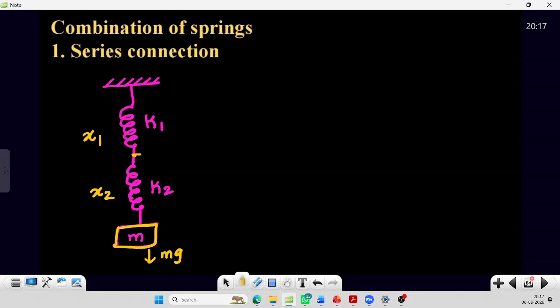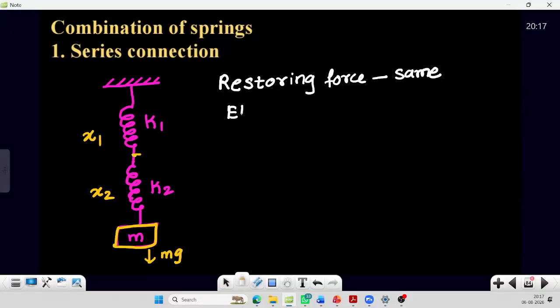So in this case, what happened? You see this thing here. Restoring force is same, because it is a series connection. So the restoring force is same, but elongations are different.